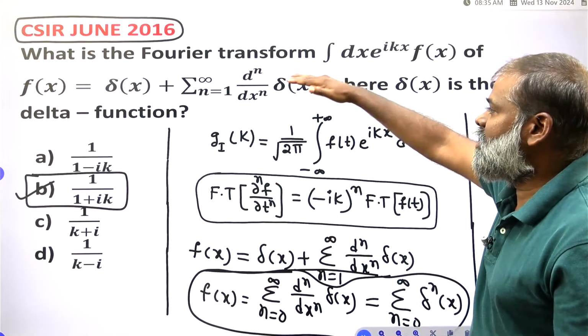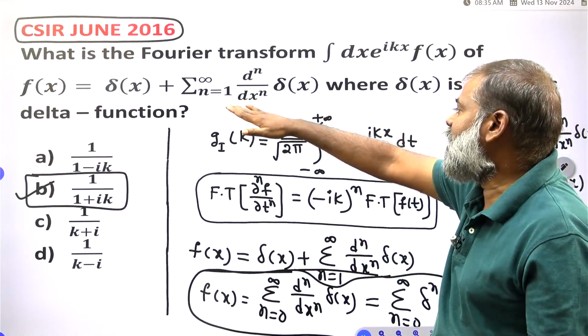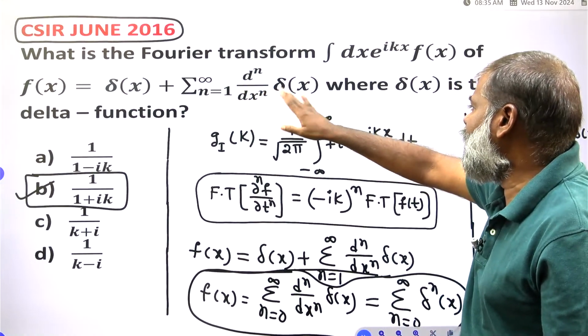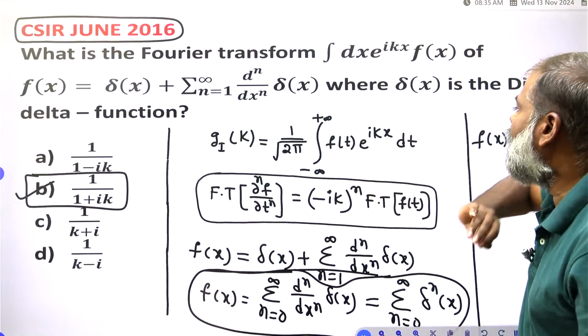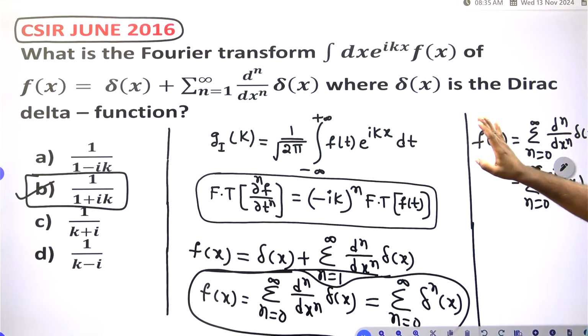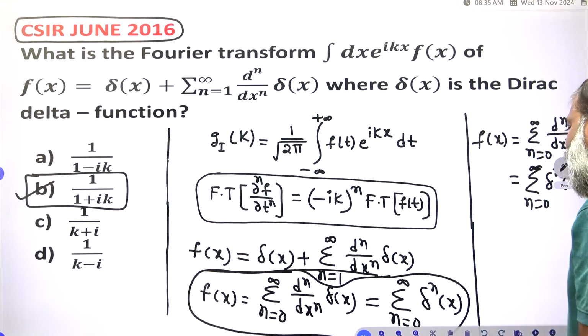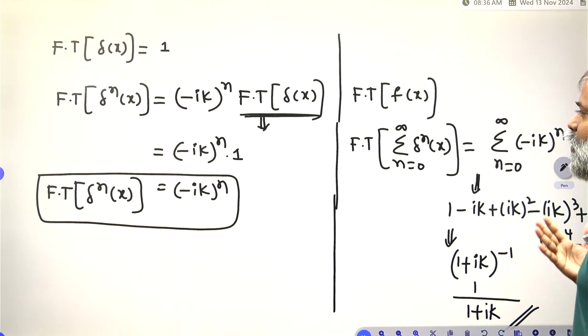Our function is f of x is equal to the Dirac delta of x plus summation n equal to 1 to infinity, d to the power of n divided by dx to the power of n of the Dirac delta of x, where the Kronecker delta of x is the Dirac delta of x. Like this we have to calculate. It is very simple. You will be able to get it in your competitive examination.